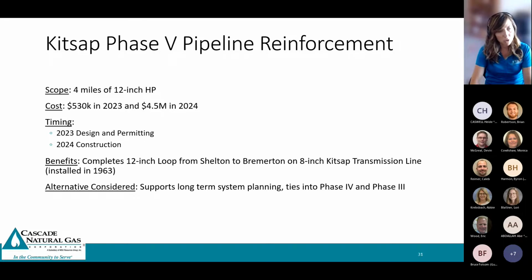Since it's been going on a while, no alternatives were considered on this one because it just supports our long-term planning. It's something that's been in the works for a long time.